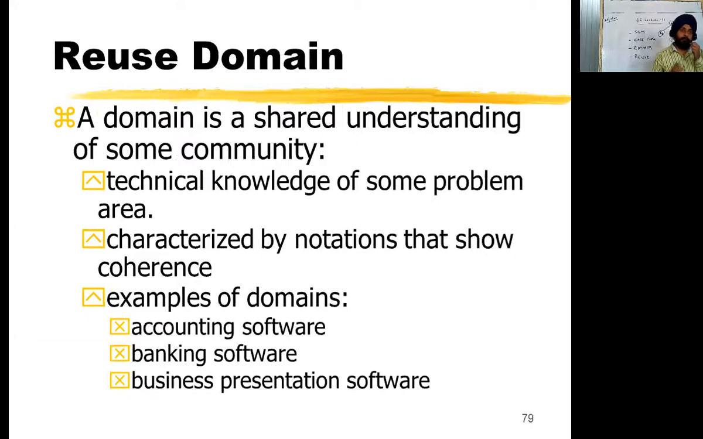So a domain is a shared understanding of some community. Domain is the different aspects, the range, the area. It is the technical knowledge of some problem area, where you characterize different notations and different coherence. Examples of domains are accounting software and banking software. On the basis of domains, ranges or areas, you can categorize or classify your software, like accounting software, banking software, and business presentation software.